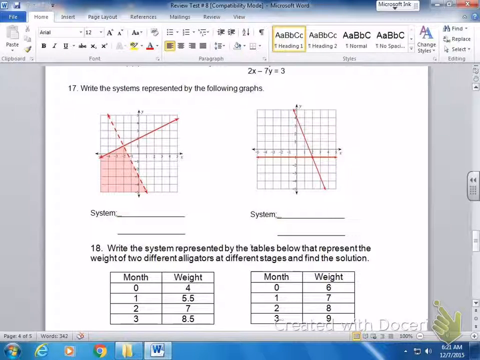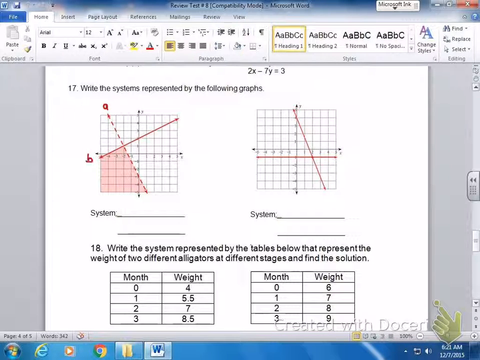All right, so we have two problems. These are a little bit tougher, but you should be able to get equations, no problem. This one wants us to write the system. So when it says write the system, that means it wants the two equations. It's not asking us to solve or do anything like that. I'm going to go ahead and try to write the equations for both these lines.